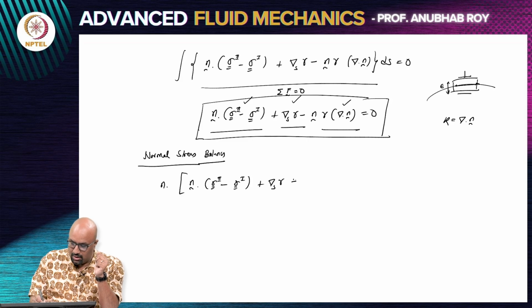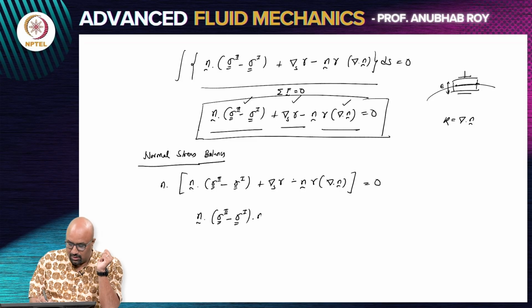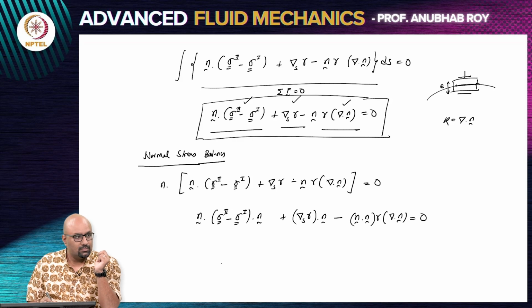We take a dot product with n for this expression. So the first term becomes n dot (sigma 2 minus sigma 1) dot n. The second term is the surface gradient dotted with n, and the last term is n dot n gamma del dot n is equal to 0. Now n dot n is 1.